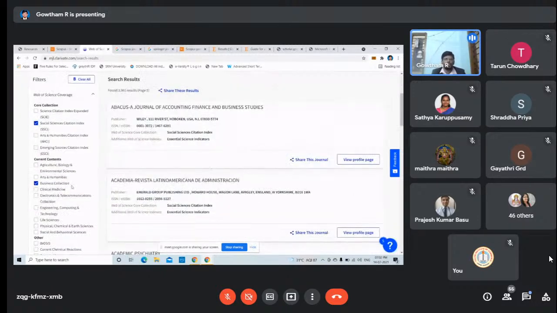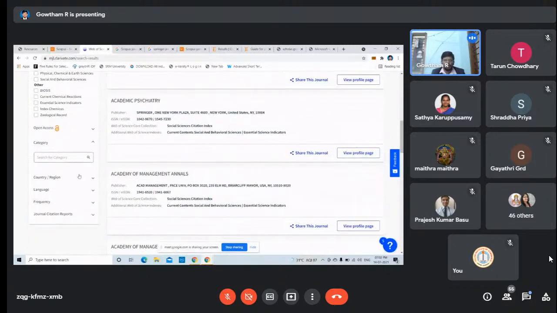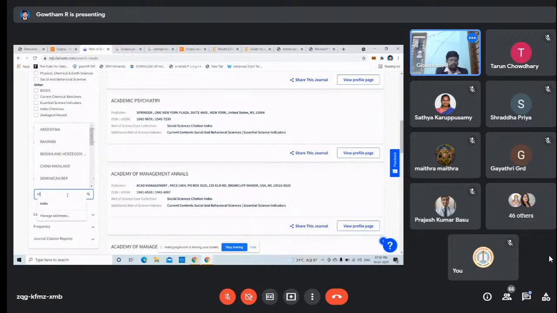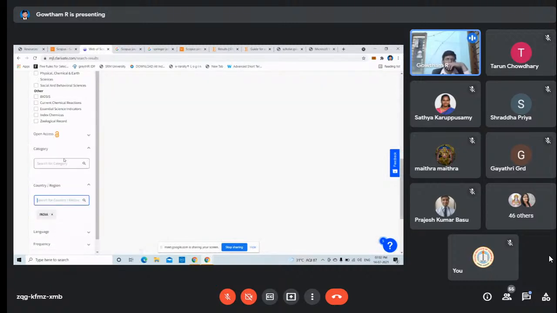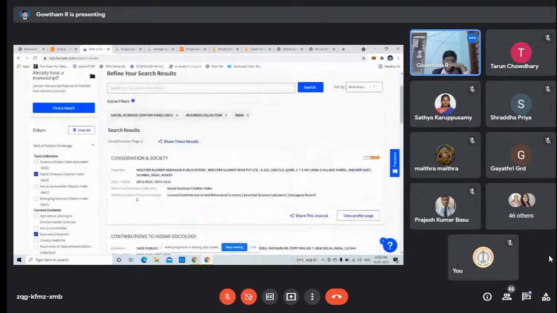Now I'm going to refine this search further. This is from all over the world. Now I'm going to go for category. I'm going to go to country and type India. Let me say India, so I'm going to select India. Once we do that, what is coming? Only 8 journals are available based on these 3 filters.